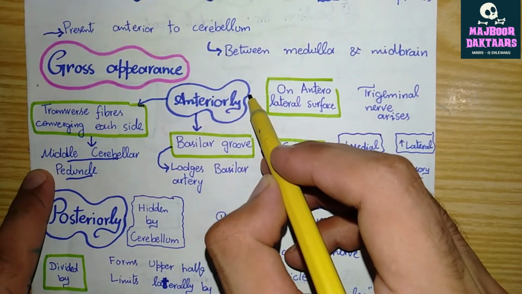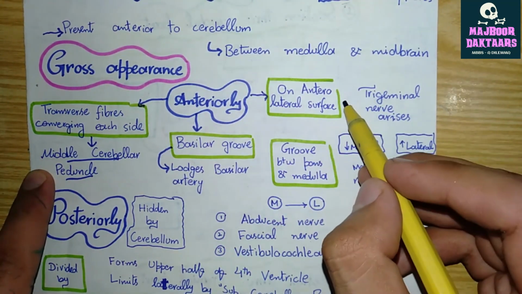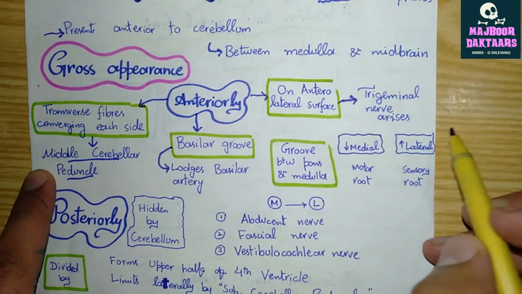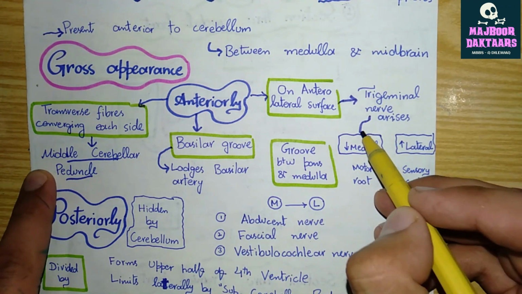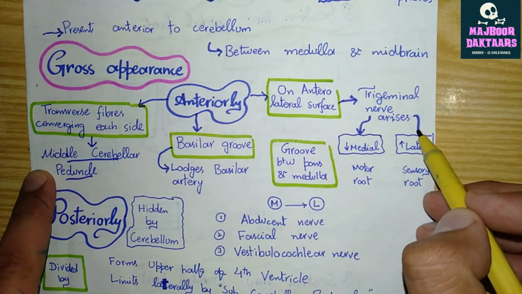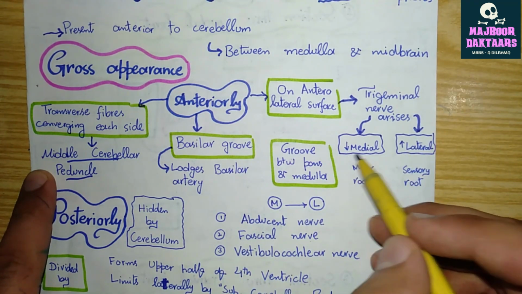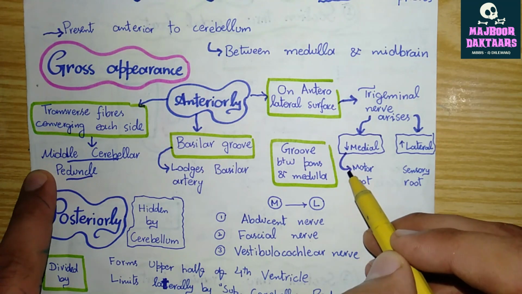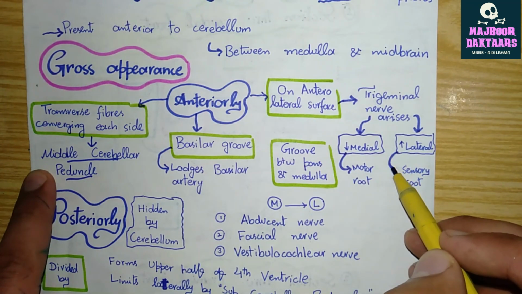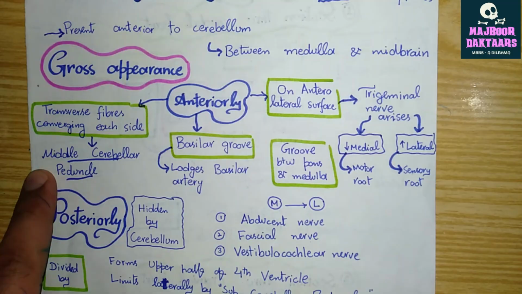On the anterolateral surface, the trigeminal nerve arises from the pons. This nerve has two roots, the medial root and the lateral root. The medial root is short, the lateral root is long. The medial root is motor in nature and the lateral root is sensory in nature.